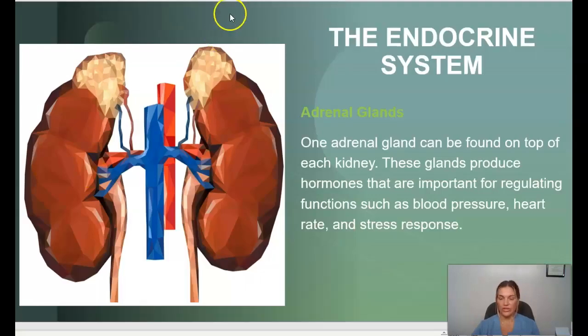Here we have the adrenal glands. So one adrenal gland can be found on top of each kidney, right here and right here, one on the right and then one on the left. And these glands produce hormones that are important for regulating functions such as blood pressure, heart rate, and your stress response.